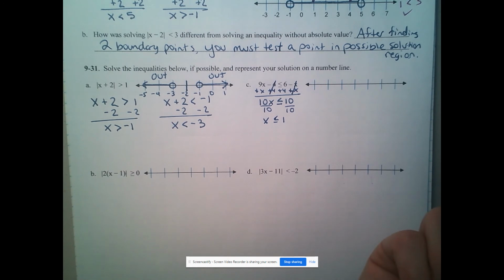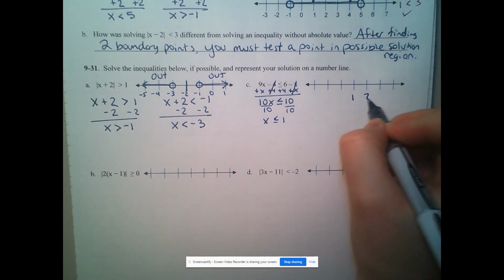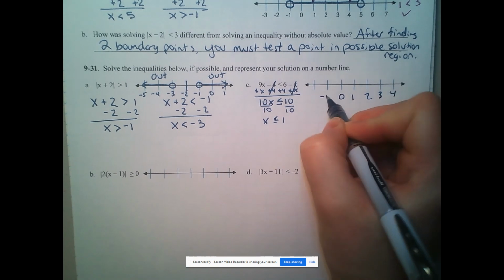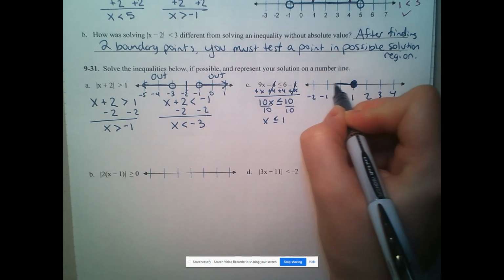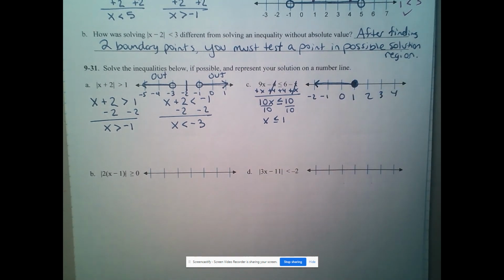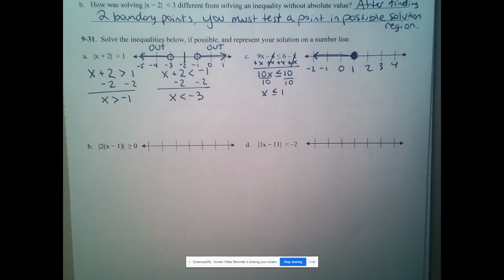No, it's just not an absolute value question. So if I put 1 in the middle, don't overthink it, guys. And I do less than or equal to, which means I have a closed circle, and less than pointing to the left toward the lower numbers. Now I'm back at an absolute value question.